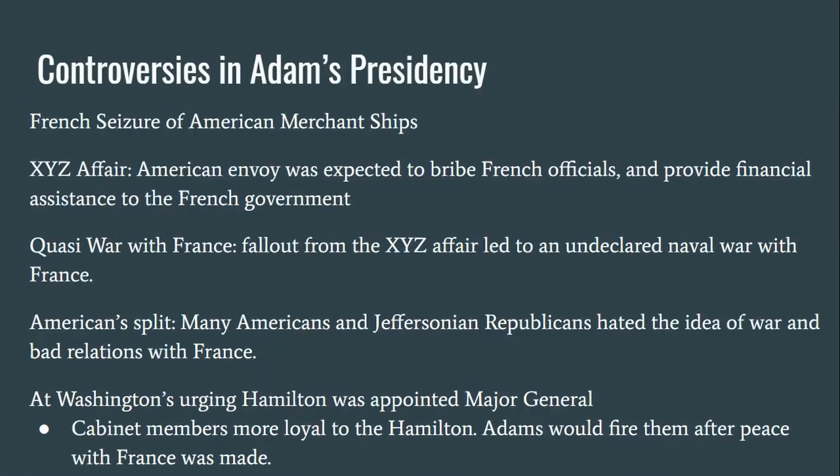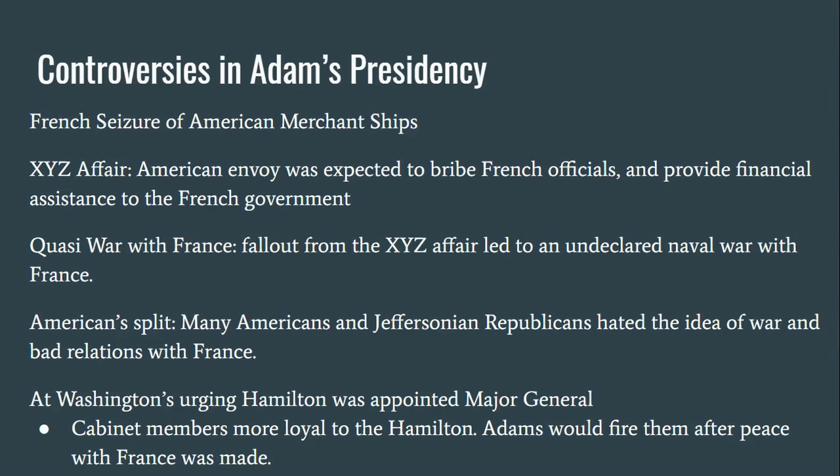So the largest issue that Adams dealt with was the international problems, namely France. It also exacerbated the political divisions within his own Federalist camp and with the opposition Jeffersonian Republicans. As mentioned before, the French Revolution had become more extreme, and France was acting more aggressive. They had started seizing American merchant ships, impressing sailors, and taking cargo. America sent diplomats to try to smooth the situation over.